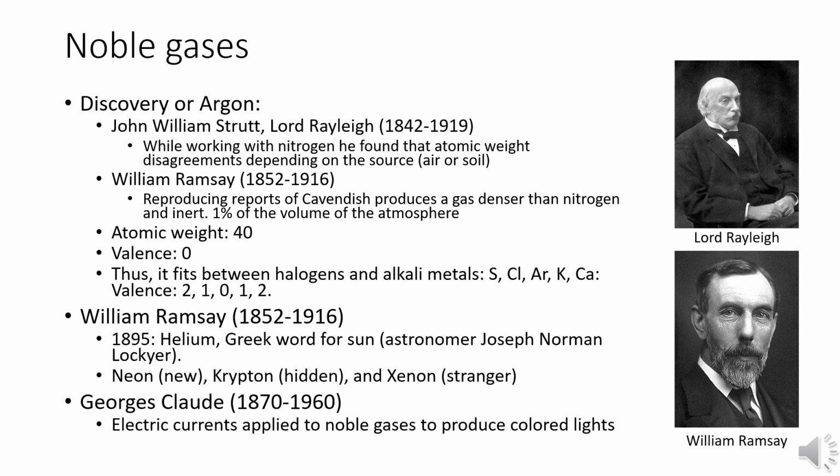The second group of elements discovered after the invention of the periodic table by Mendeleev was the noble gases. The first noble gas to be discovered was argon, through the cooperative work between Lord Rayleigh, as we know him better, and William Ramsay. They were working with nitrogen, and Ramsay tried to reproduce some experiments developed by Cavendish.